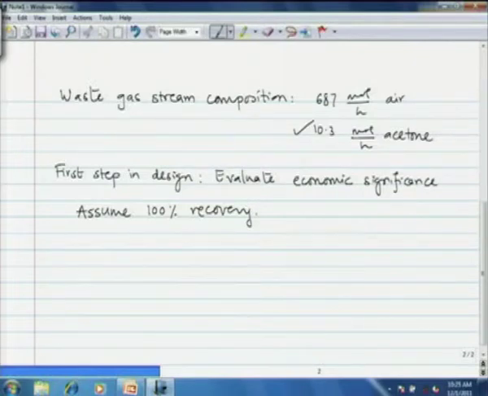Now, let us apply the hierarchical approach to the process design. The first step is batch versus continuous. So, let us say that this process is a continuous process, therefore, we have to operate the absorber in continuous mode. Now, having said this, we have to draw the input output structure of the flow sheet. Okay. Now, in this case, the input stream is the waste gas stream and the output stream will be only air after recovery of all acetone.